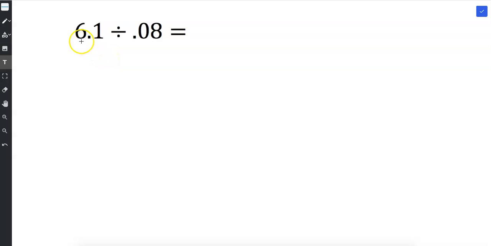In this example, we are taking 6 1/10, which is the dividend, and we are dividing it by 8/100, which is the divisor. Let's go ahead and write this problem as long division. So I'm going to start by writing the dividend, 6.1. The dividend goes underneath the division symbol. Then I'll draw the division symbol.